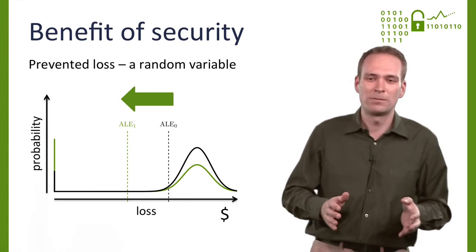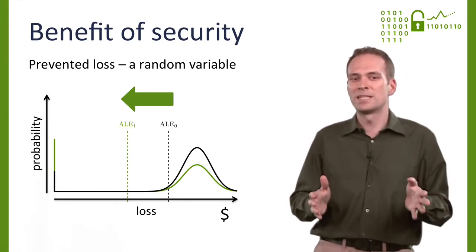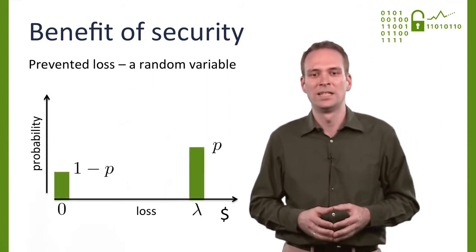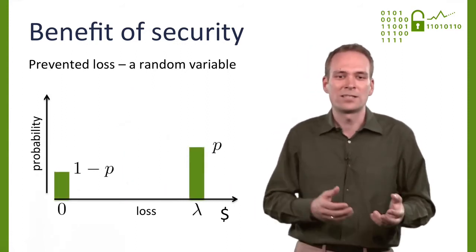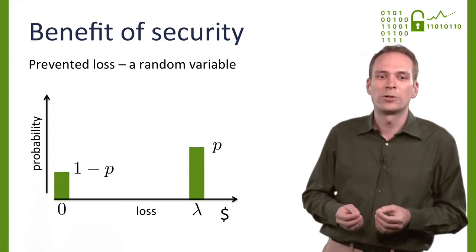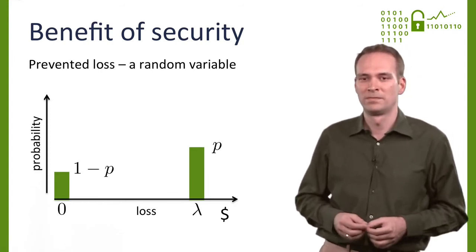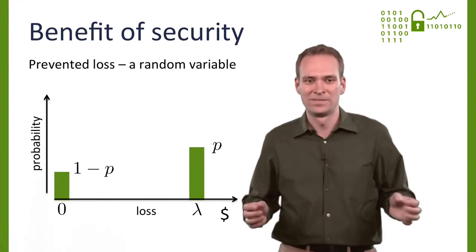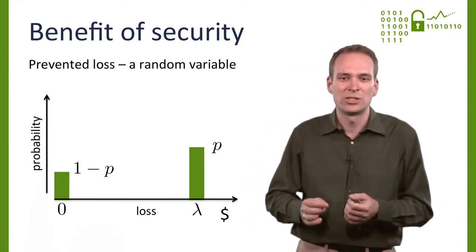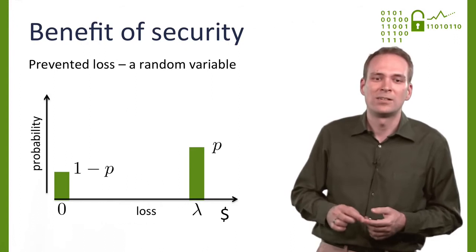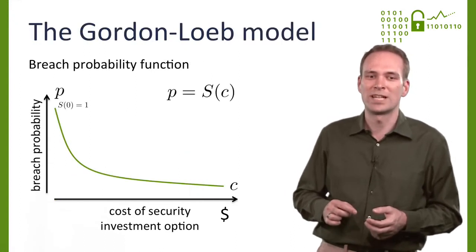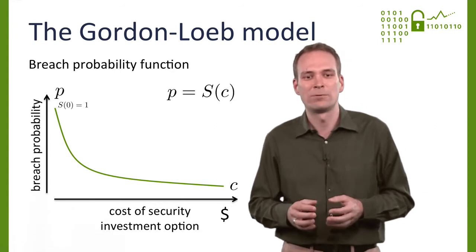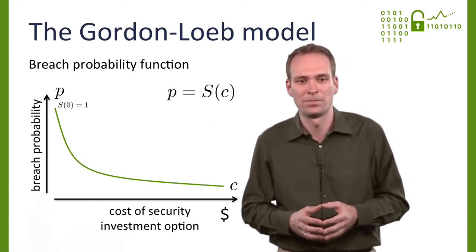To define this problem away, many security investment models simplify the benefit side to a simple Bernoulli random variable. They assume that a loss of fixed size lambda occurs with probability p. With probability 1 minus p, there is no loss at all. Security investment changes the probability of a loss via a breach probability function s, which takes as argument the cost of a potential security investment c.